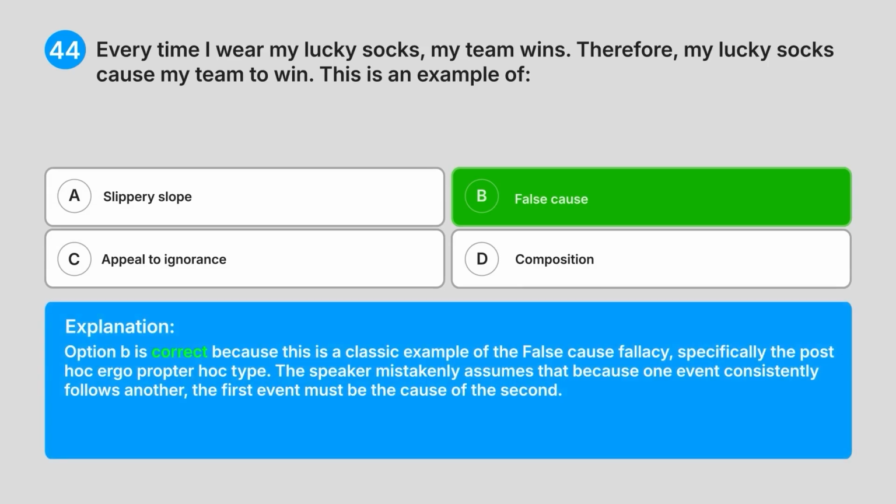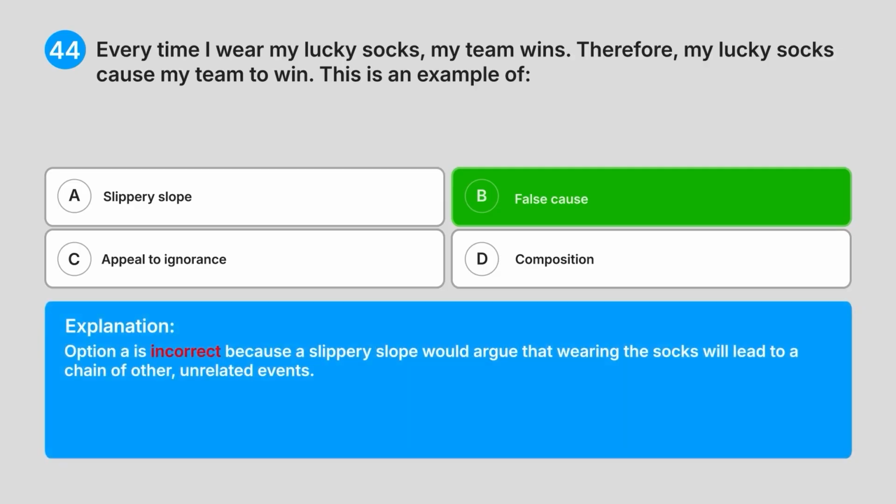Explanation. Option B is correct because this is a classic example of the false cause fallacy, specifically the post hoc ergo propter hoc type. The speaker mistakenly assumes that because one event consistently follows another, the first event must be the cause of the second.